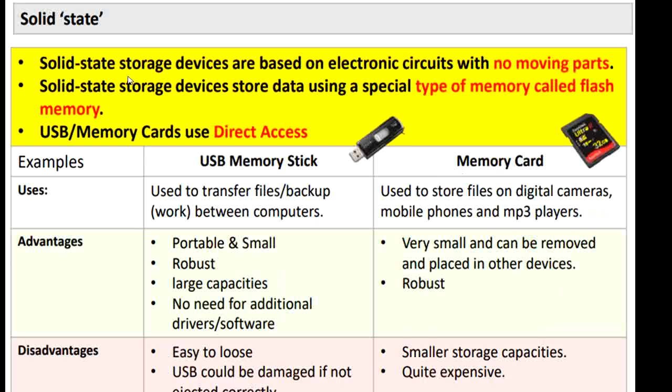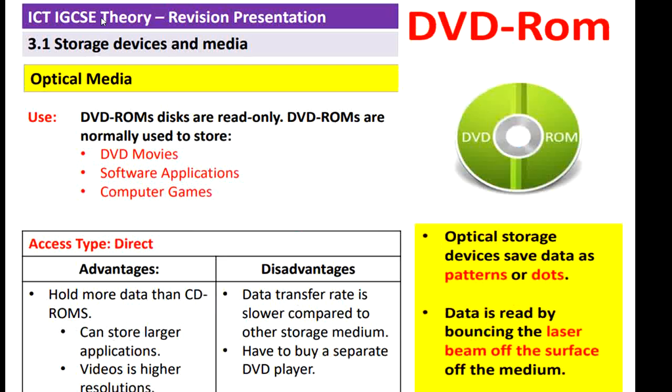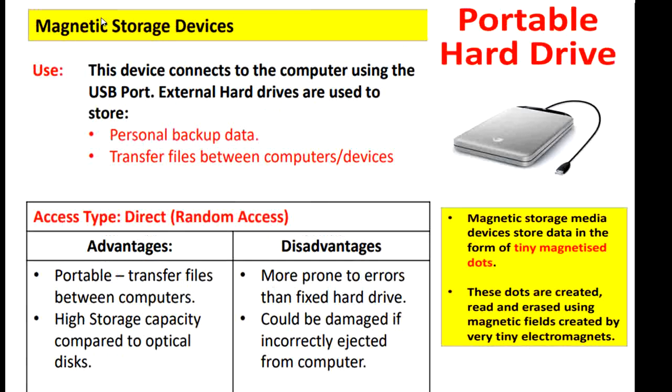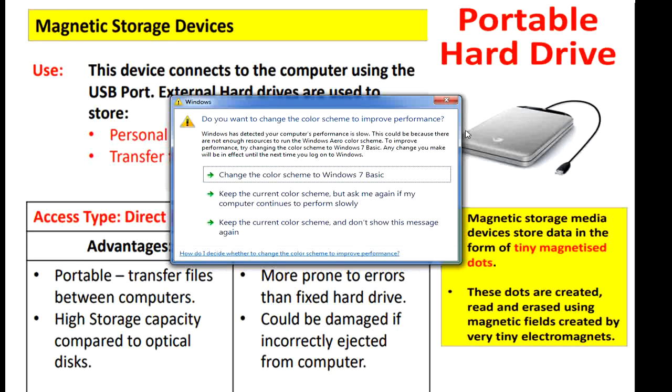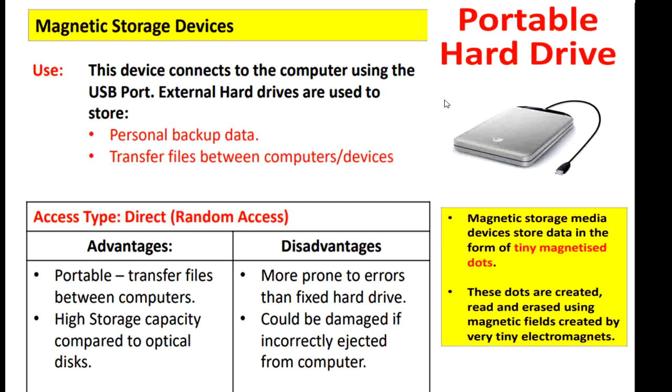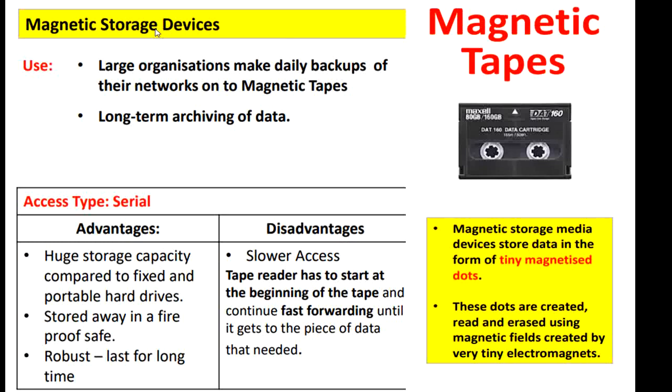Finally, we're having the solid state devices, okay. For the magnetic storage devices, we're having the obvious example, which is the hard disk. You need to know the usage, the advantages and disadvantages of the hard disk. Then we're having the portable hard disk or the external hard disk, which is a magnetic storage device as well. Then we're having the magnetic tape.